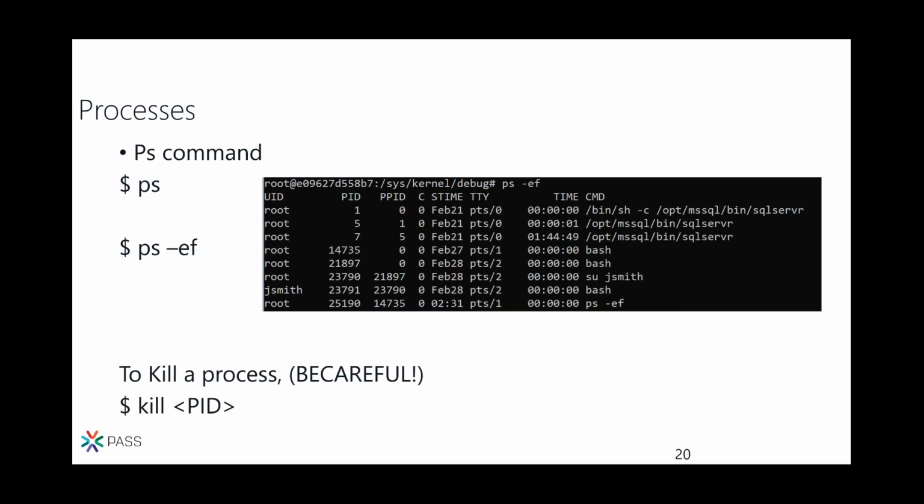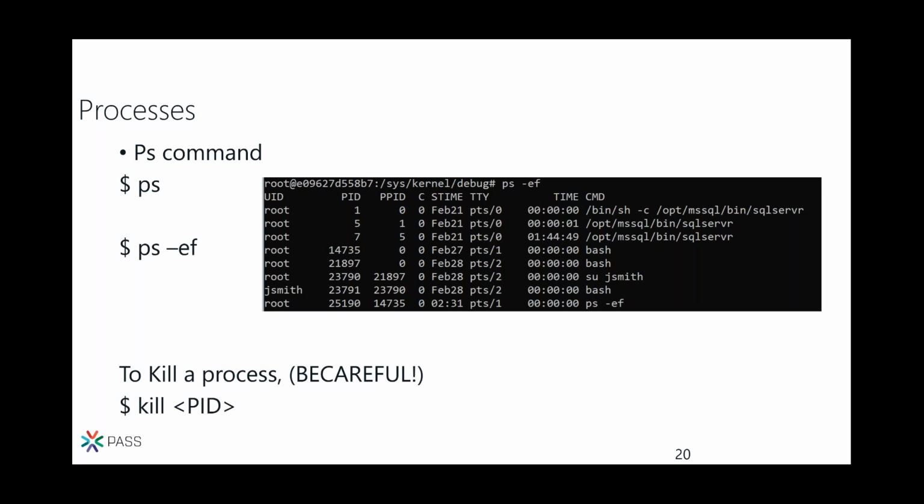So the first thing that we're going to look at is the PS command. PS is for processes, and often you will type in a PS -ef. You're going to see something just like this on the right here, where it says PS -ef, and it shows you each one of the processes that are running. And the first one on there, the PID 1, which is your process ID number, is your SQL Server. That's your actual executable that's running.